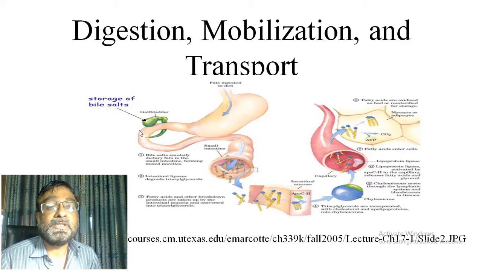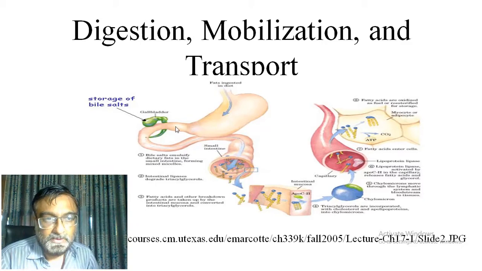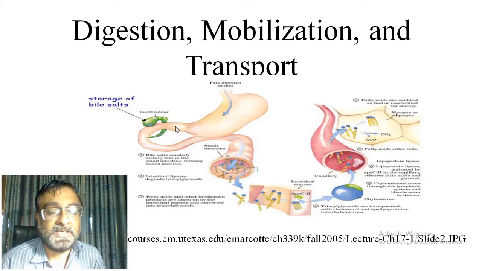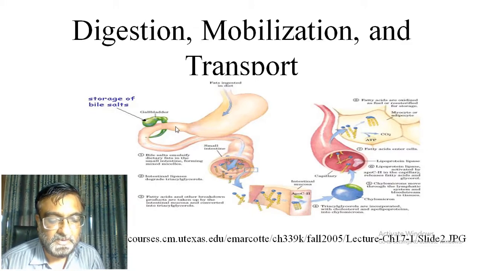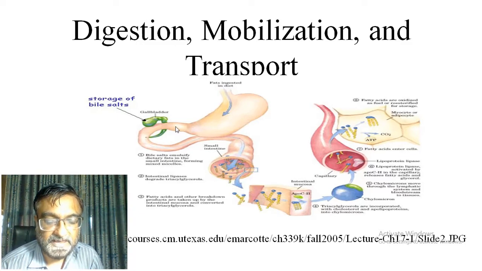First of all, the digestion process starts when the fats reach the small intestine. The stomach doesn't participate too much in the digestion of fat. The major digestion takes place in the small intestine. The small intestine has several secretions: from the gall bladder, liver, internal secretions from the small intestine, and pancreatic secretion containing pancreatic lipase.